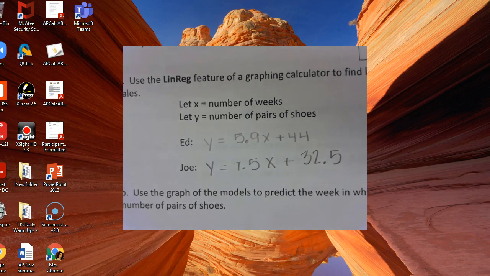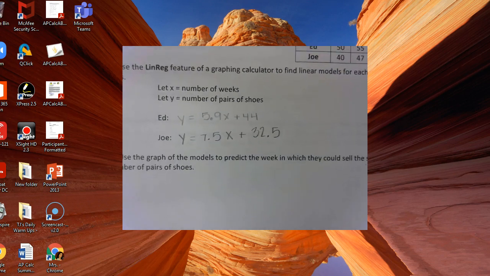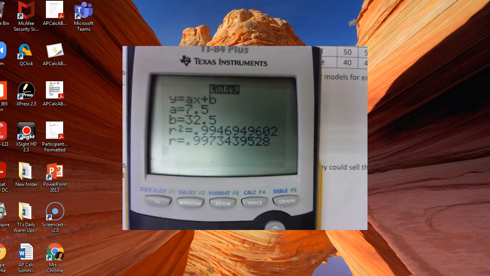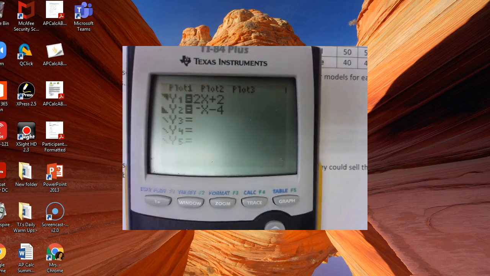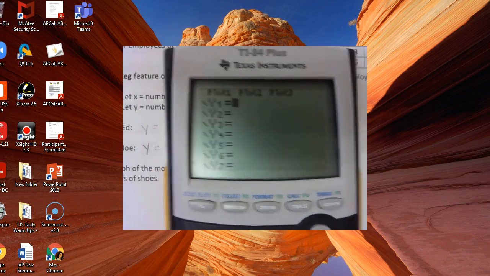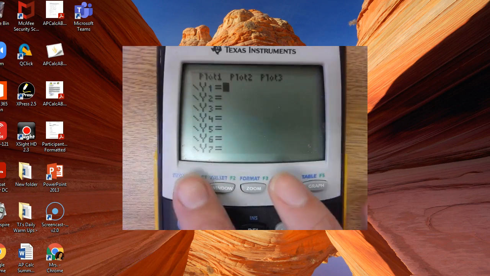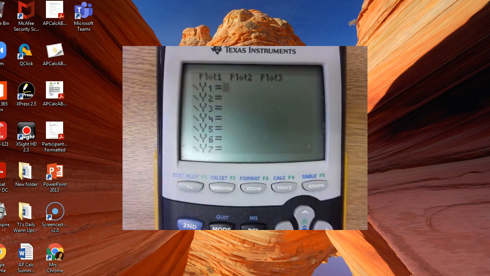Okay? So then it says use the graphs to predict the model in which they will be the same. So what we're going to do is kind of similar to what we did on day 1. We're going to go to y equals, and we are going to enter our equations. So Ed's equation was 5.9x. So then at y equals, in y1 we're going to put Ed. And in y2 we're going to put Joe.